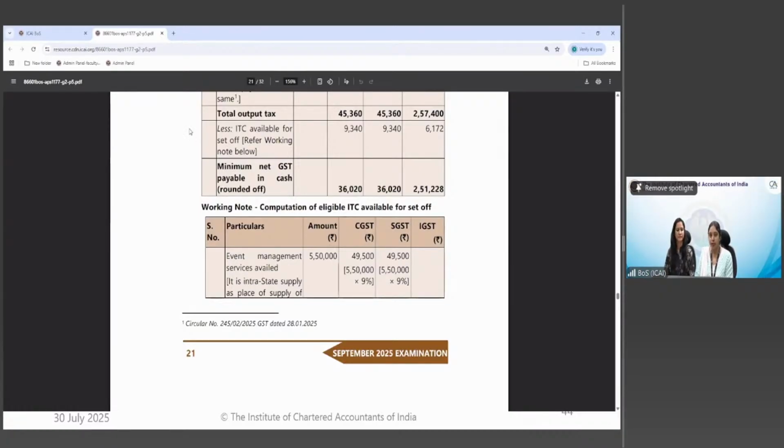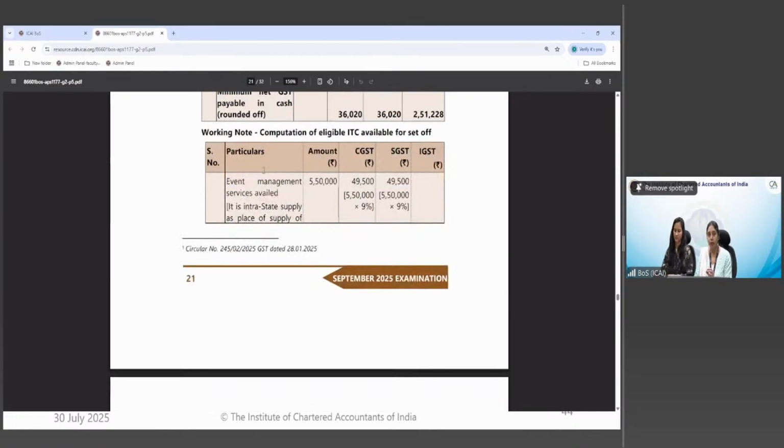Output tax, yes, and you can show it there also. Output taxes, we have computed. Then we have shown the adjustment of the ITC. ITC has to be adjusted. Now this ITC will be computed as a working note.